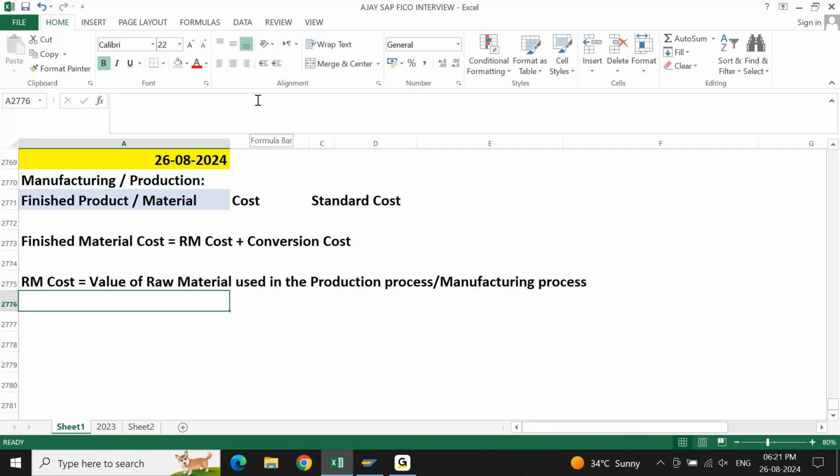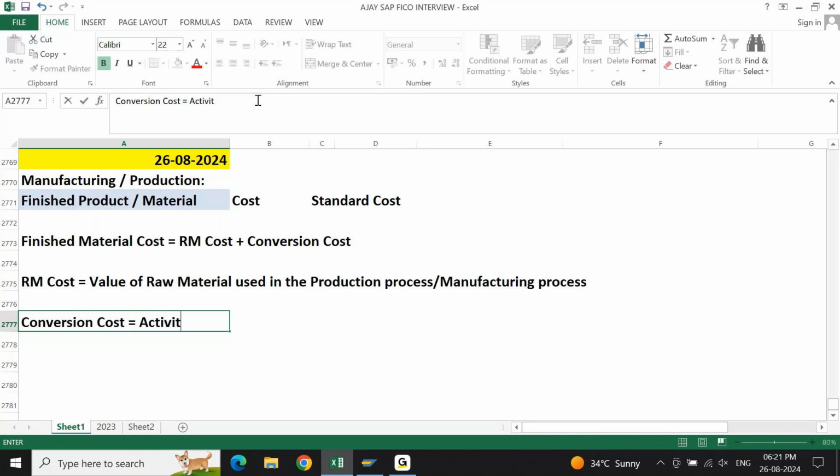Okay, thank you. And second one, when I put conversion cost, what is conversion cost? Conversion cost is nothing but whatever the process to create a finished product. Correct. Anything else? Manufacturing cost, labor, overhead. Activity cost, time, basically manufacturing cost.